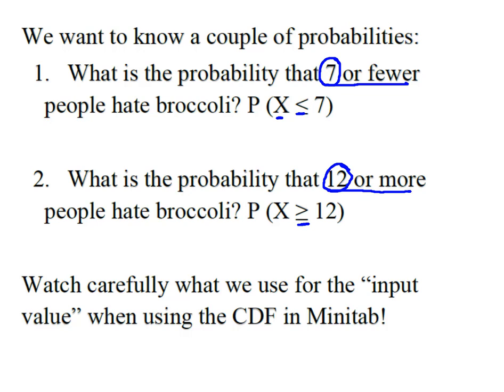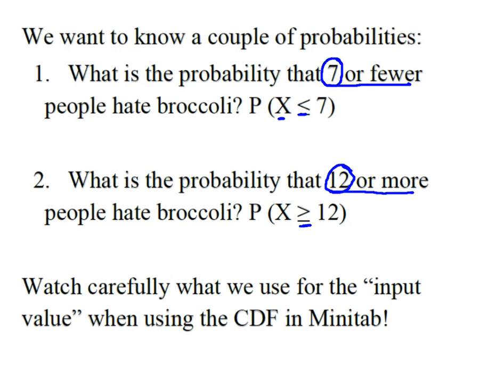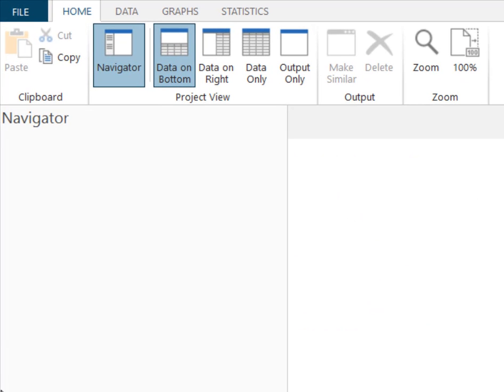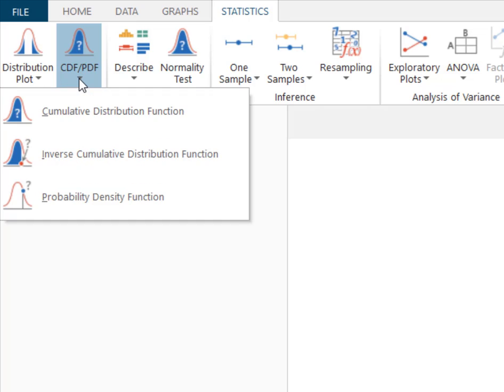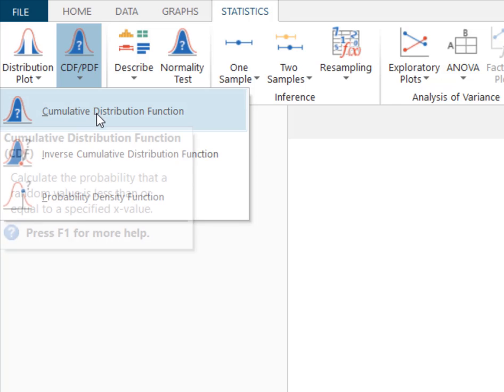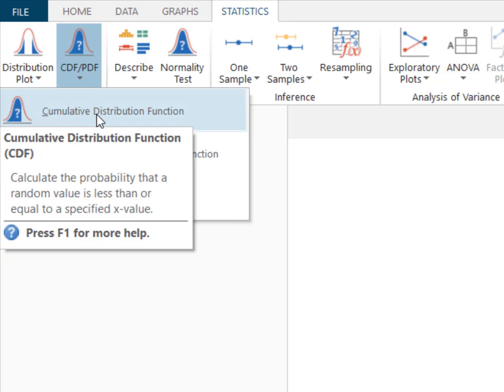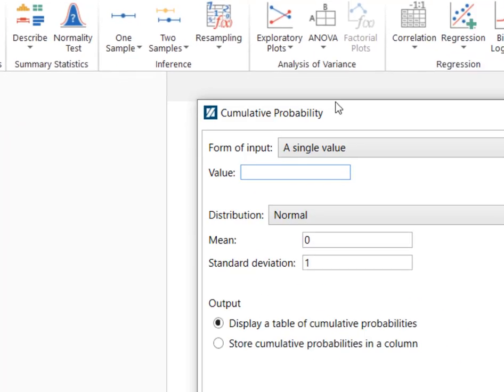So watch carefully what we're going to use for the input value when we use the CDF in Minitab. Here I am back in Minitab, and I'm going to come up to statistics, and I want this cumulative distribution function. Because I'm solving for more than one value, I need to use the cumulative distribution function. Remember, it's always going to find the probability that a value is less than or equal to that specified X value.